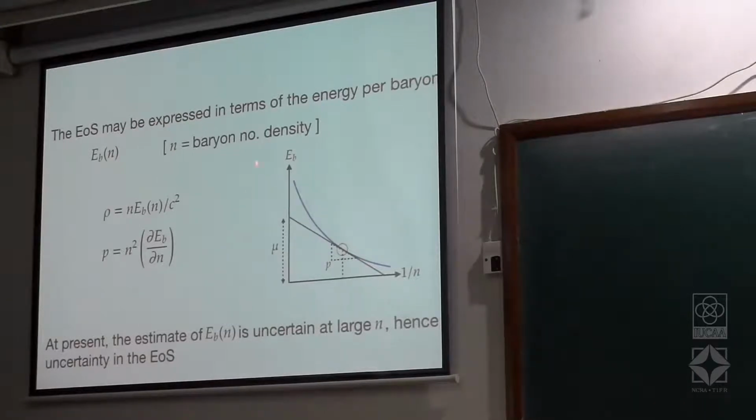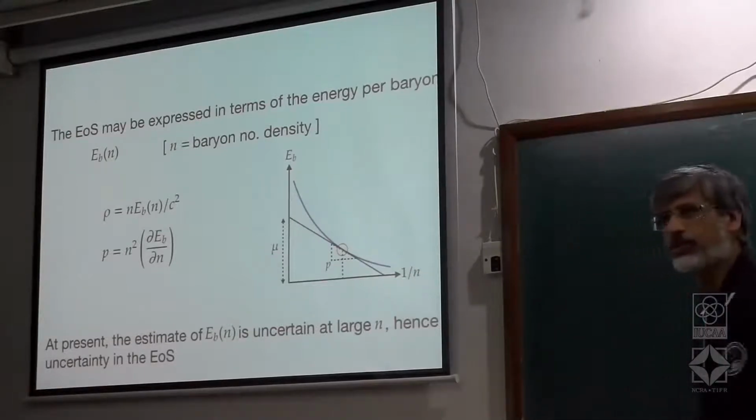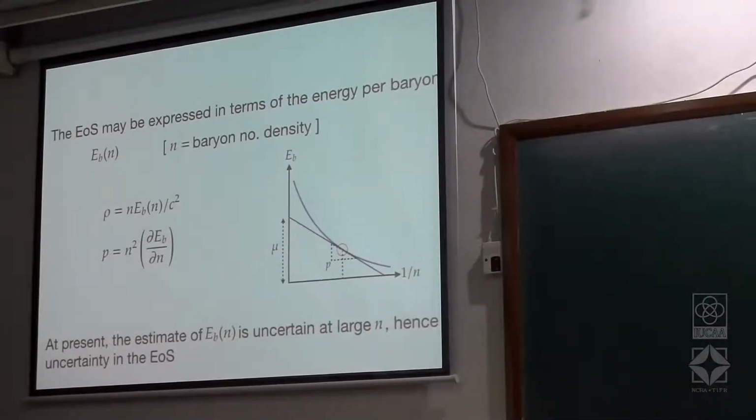Let's say I plot energy per baryon as a function of 1 by density. Let's plot it that way. Then you will have a curve like this. That is, as density goes up, energy per baryon also goes up. So the blue curve is a representation of energy per baryon as a function of number density.